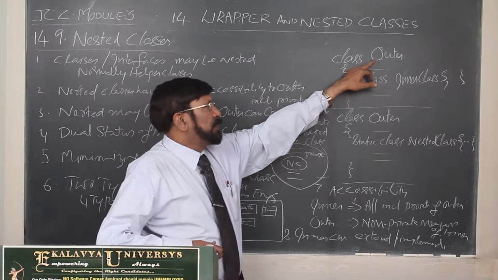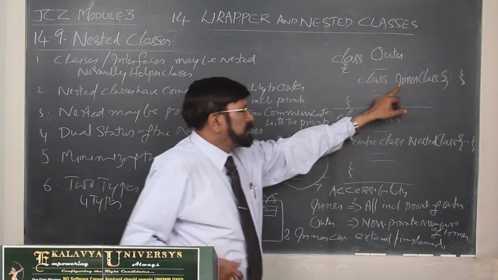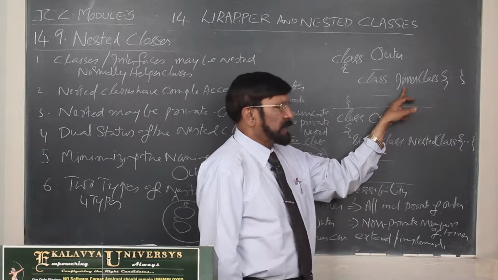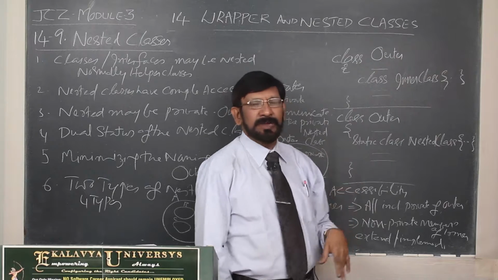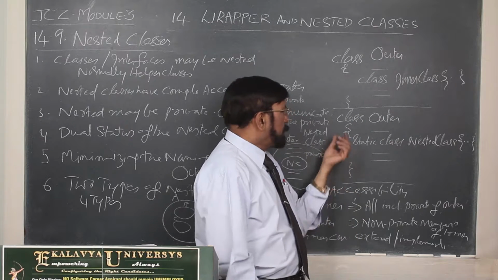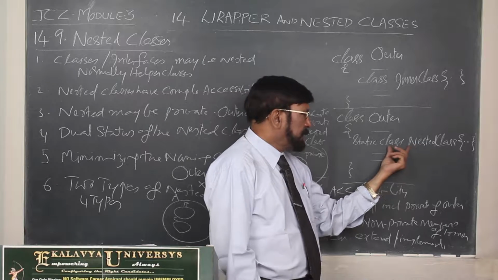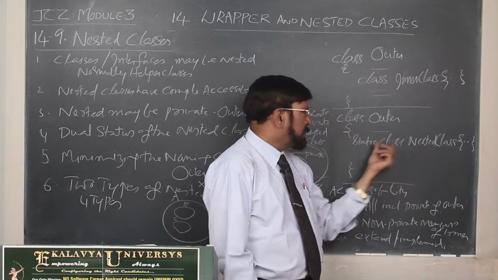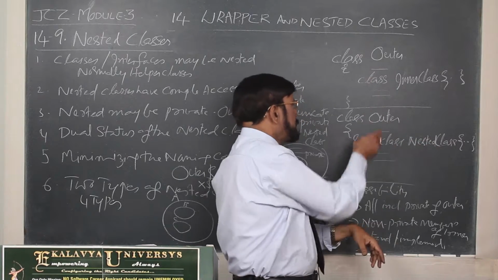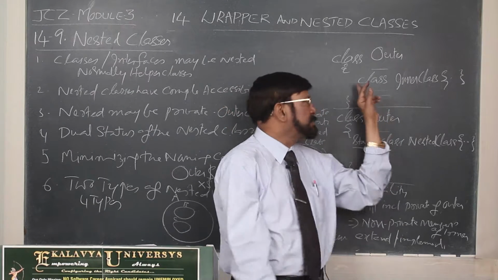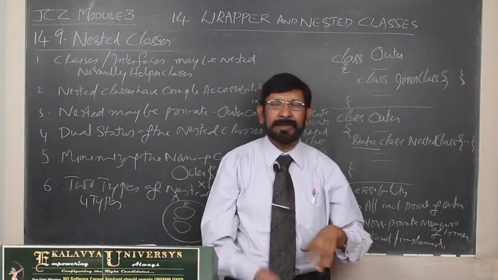So, this is the outer class, and within that we have defined one inner class. This is also a class. Okay, this is also a class. Now, this is the outer class, and within that we have defined another class, and what is the difference here? Here static is there, here non-static. Here nothing is mentioned.